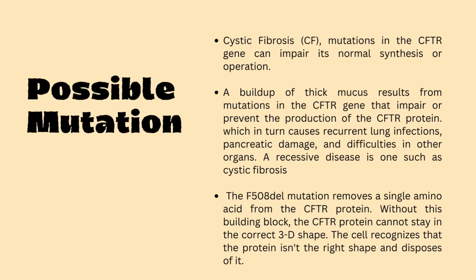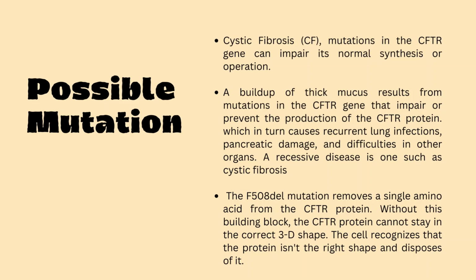For the possible mutation, cystic fibrosis, CF, is a mutation in the CFTR gene that can impair its normal synthesis or operation. So a buildup of thick mucus results from a mutation in the CFTR gene that impairs or prevents the production of the CFTR protein, which in turn causes recurrent lung infection, pancreatic damage, and difficulties in other organs. A recessive disease is one such as cystic fibrosis.